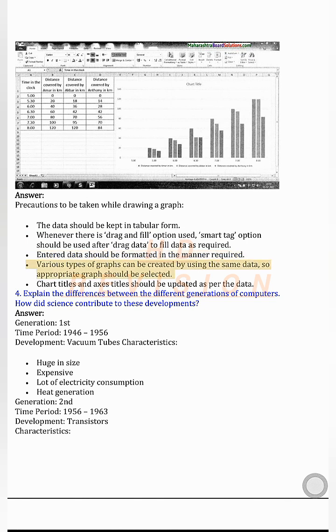Various types of graphs can be created by using the same data, so appropriate graph should be selected. Chart titles and axis titles should be updated as per the data. 4. Explain the differences between the different generations of computers. How did science contribute to these developments?